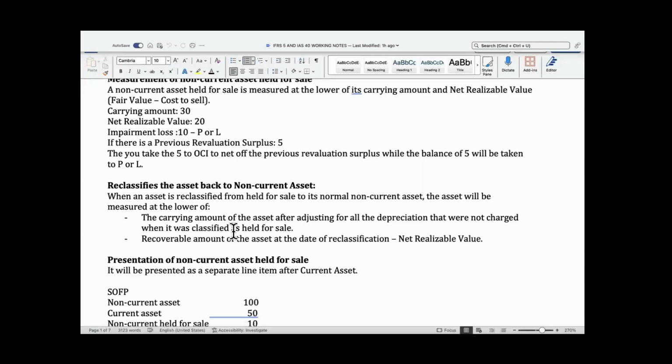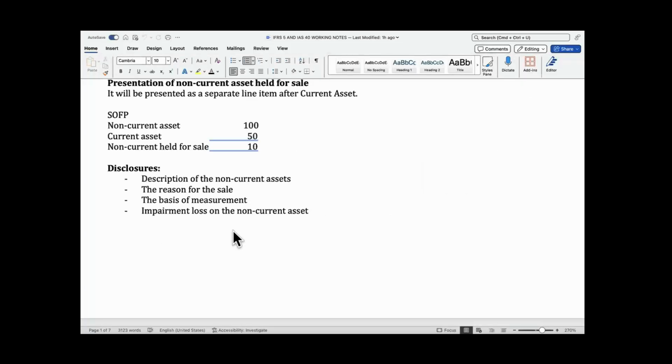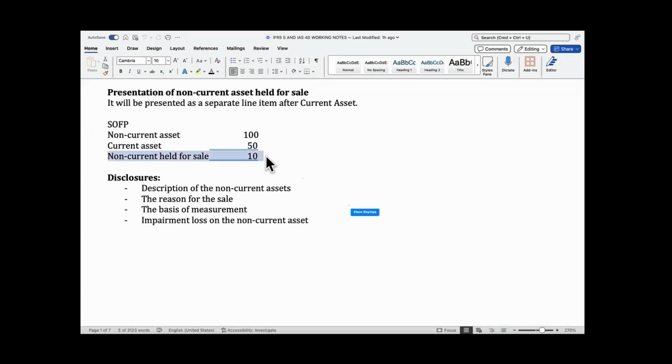Then we looked at how a non-current asset held for sale is presented. We said it's presented as a separate line item after current asset. Present it separately like that. We looked at the disclosure requirement. Then we solved some questions.